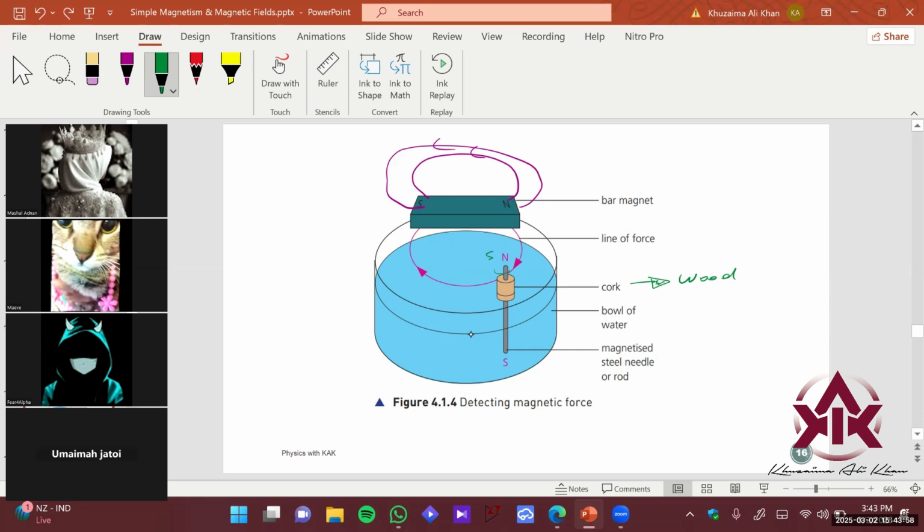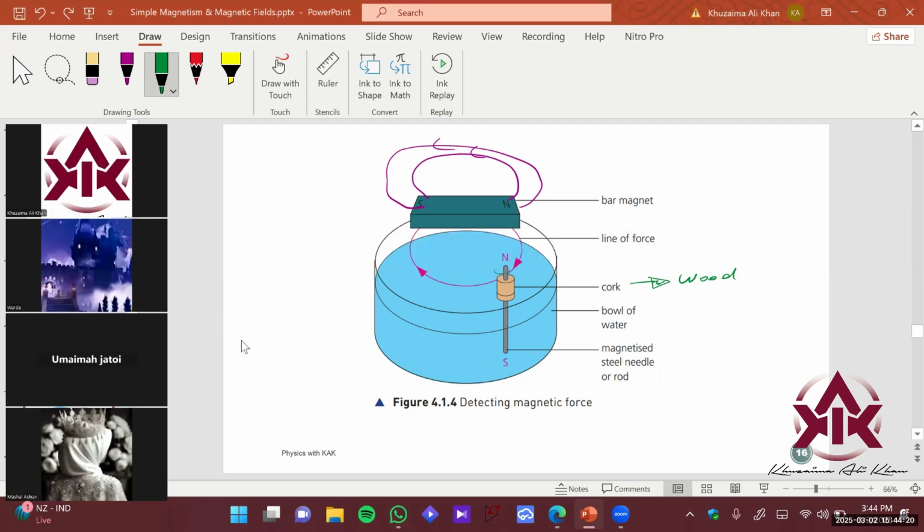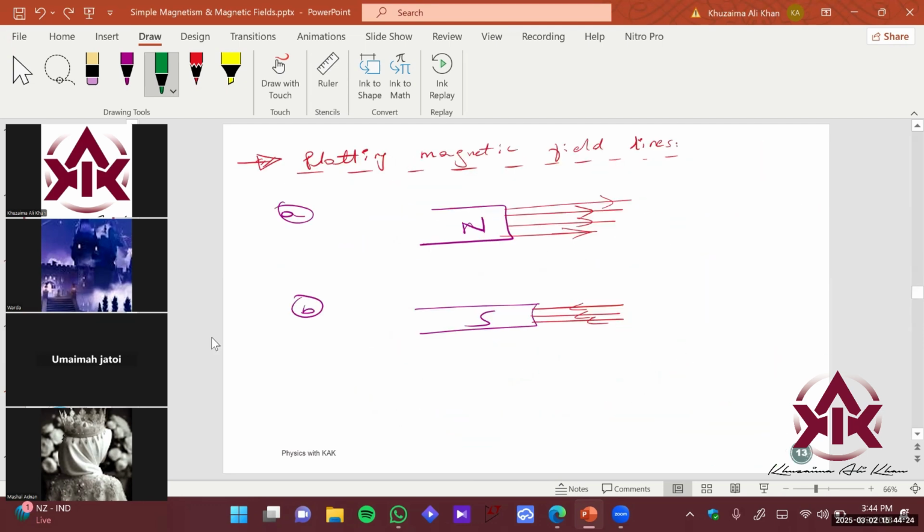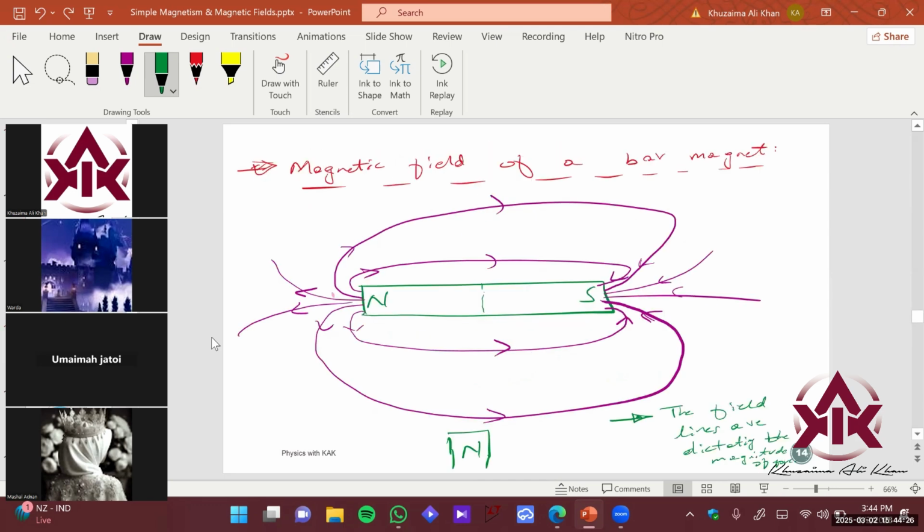If we had a south pole here and a north pole here, and the cork was placed here, it would move in this direction. So the magnetic field line would be the same, but the direction would be opposite over here. Now, does it make sense? Yes, sir. This is just an experimental way to sketch a field line here.